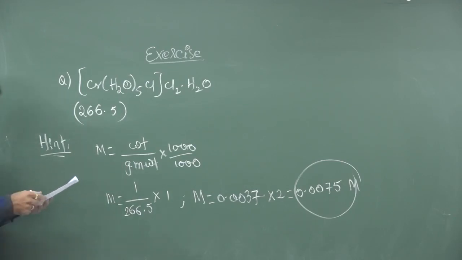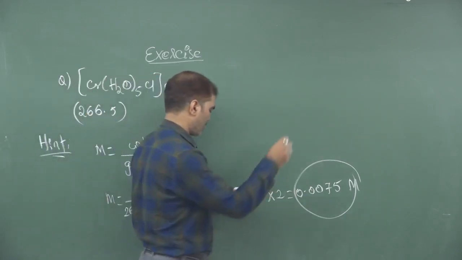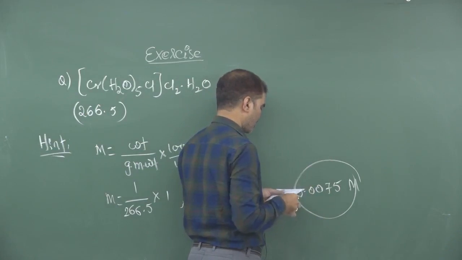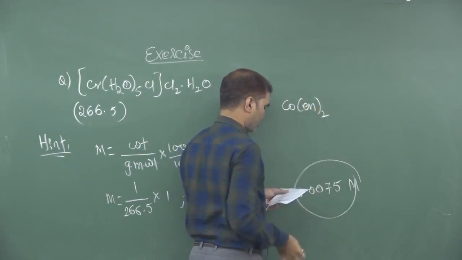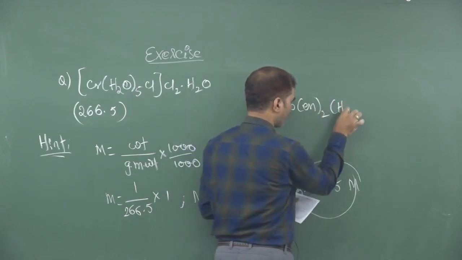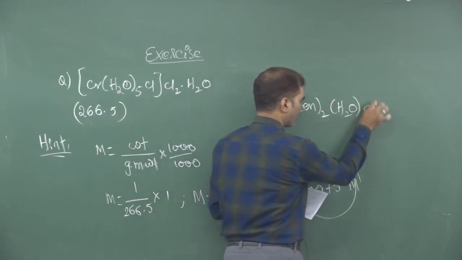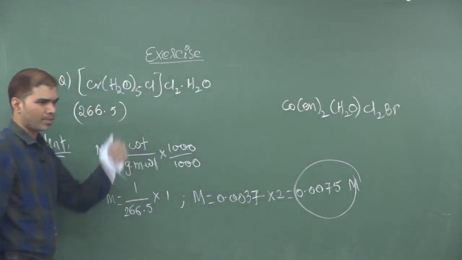Write down the next question. The types of isomerism exhibited by [Co(en)2(H2O)Cl]Cl2 and Br. It was from the previous question.